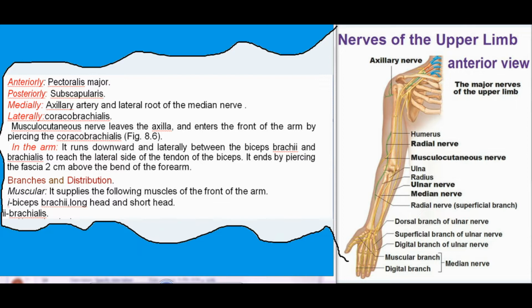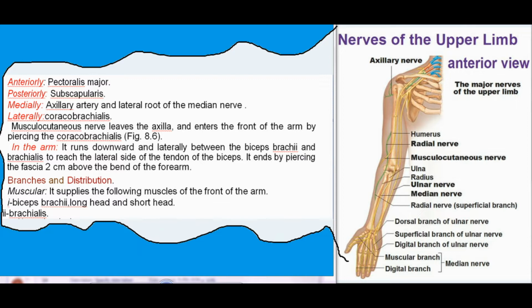Musculocutaneous nerve leaves the axilla, and enters the front of the arm by piercing the coracobrachialis, Fig 8.6. In the arm, it runs downward and laterally between the biceps brachii and brachialis to reach the lateral side of the tendon of the biceps. It ends by piercing the fascia 2 cm above the bend of the elbow.